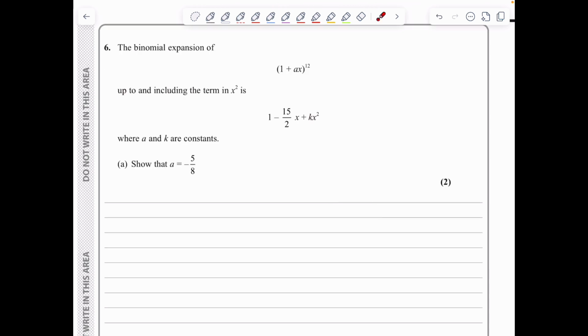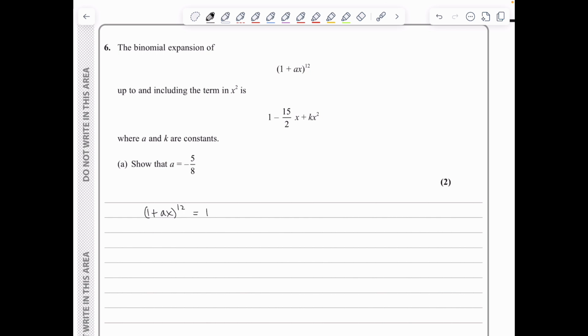Question 6 on the binomial expansion. We've got 1 plus ax raised to the power of 12, and we are told that the expansion up to the term in x squared is given by 1 minus 15 over 2x plus kx squared, where a and k are constants. Well, in part A, we need to show that a is negative 5 over 8, and I will start by obtaining the first 3 terms in the expansion of 1 plus ax raised to the power of 12.